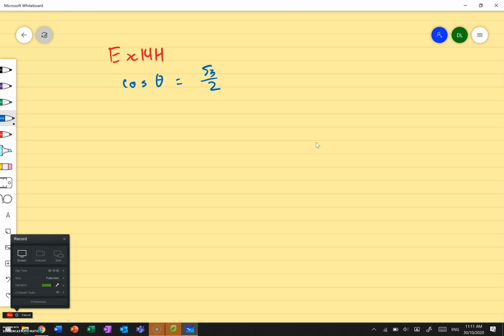So let's say I've got cosine theta equals root 3 on 2. The first step, oh sorry, I've got the domain. The domain is 0 degrees to 360 degrees. So in other words, first 4 quadrants, that's it. What special angle do I have that gives me cosine of that angle equal to root 3 on 2?